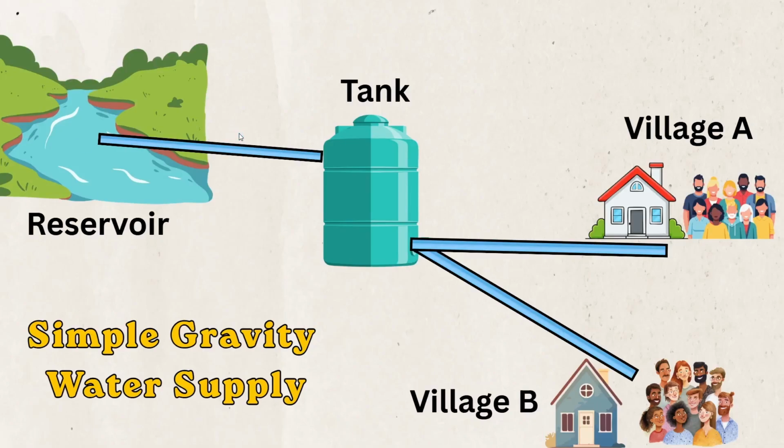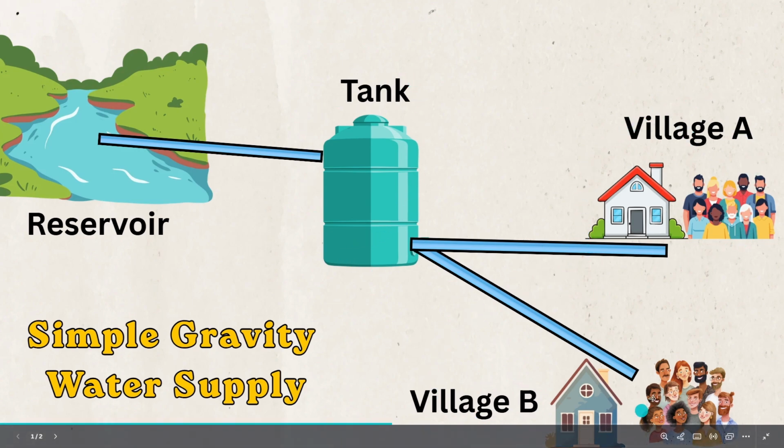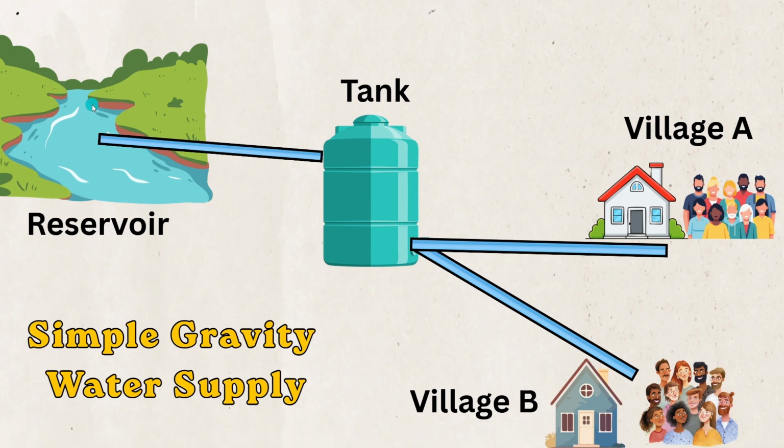In this video, we are going to look at a simple gravity water supply scheme where there will be a reservoir, a water storage tank, and there are two villages at different elevations and distances. The reservoir is an infinite water source from where the water is drawn to the tank with the help of pipes, and which will be supplied to two villages at different elevations and distances.